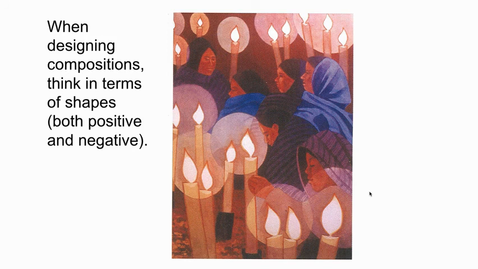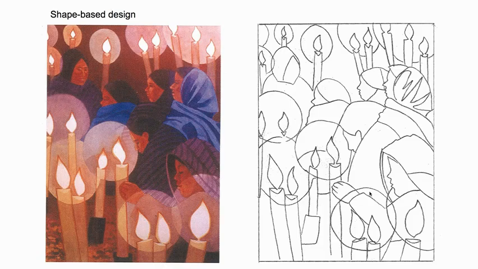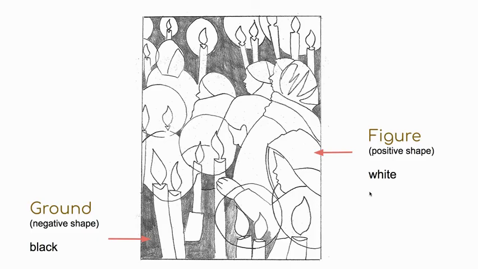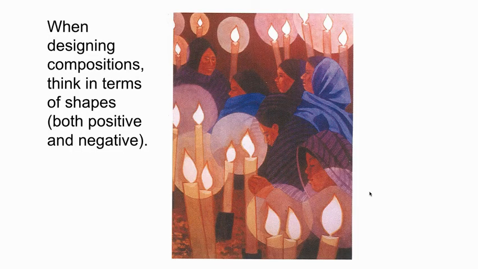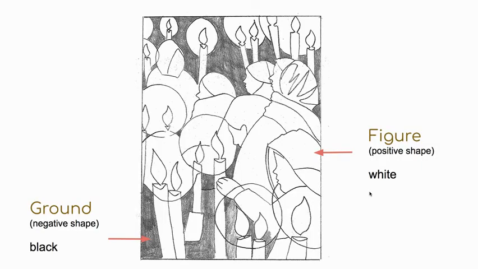So here we have all the ladies and the candles. Those are the positive shapes. Maybe it's easier if I show it to you like this. And then all the space in between the candles and the women are the negative shape. So the women are the figure. Those dark spaces are the ground. Notice how the women are all strategically grouped. They're all touching. So this is a great example of a well-designed composition.